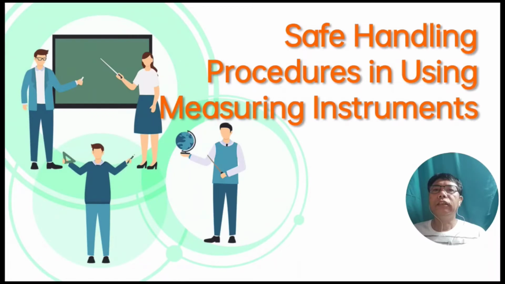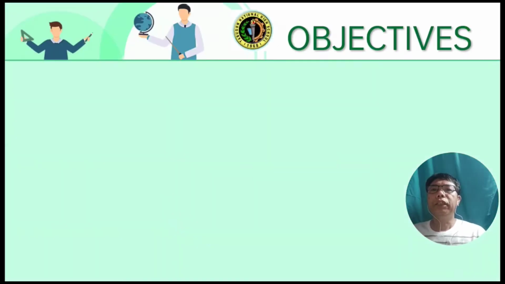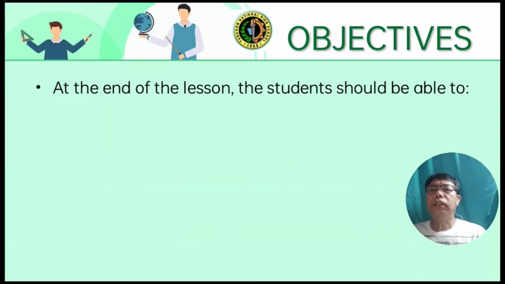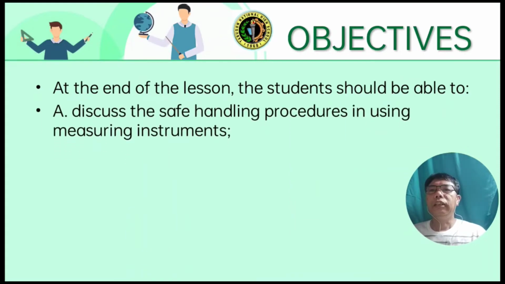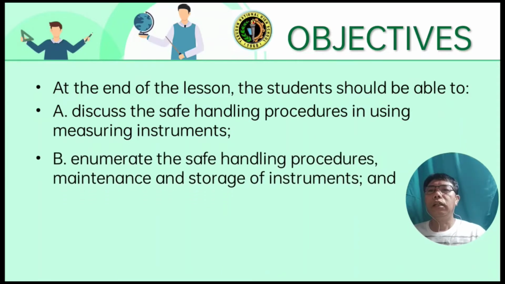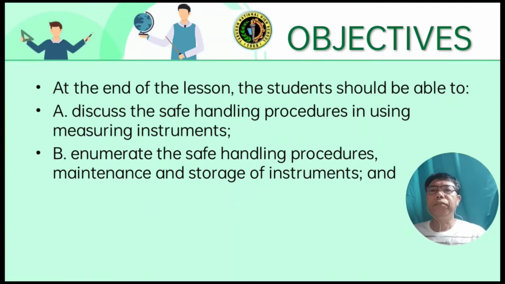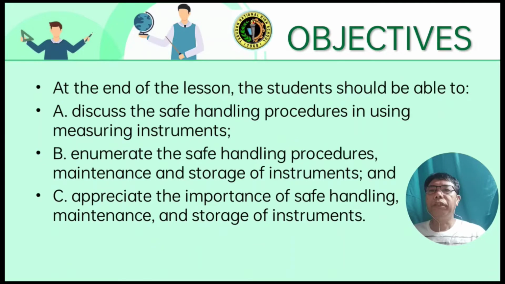Our lesson for today is about safe handling procedures in using measuring instruments. For the objectives, at the end of the lesson, the student should be able to: A. Discuss the safe handling procedures in using measuring instruments. B. Enumerate the safe handling procedures and maintenance and storage of instruments. And letter C. Appreciate the importance of safe handling, maintenance, and storage of instruments.